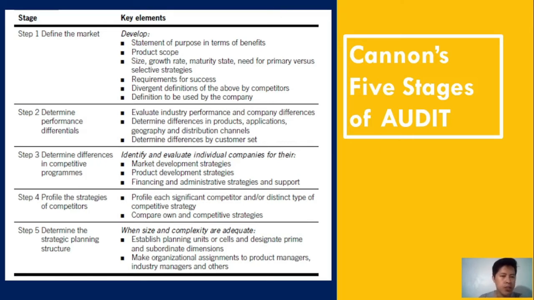And so the first thing that we have to do is define the market. The key elements of this are development of the statement of purpose in terms of benefits, the scope of the product, the size, the growth rate, maturity state, the need for primary versus selective strategies, requirement for success, divergent definitions of the competitors, definitions to be used by the company in terms of what they mean about the market and its target audience.